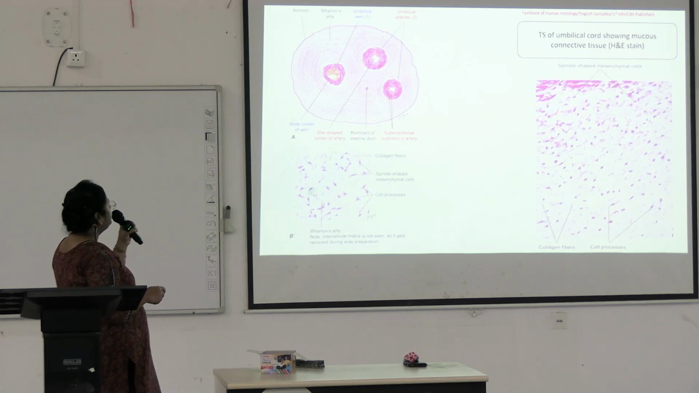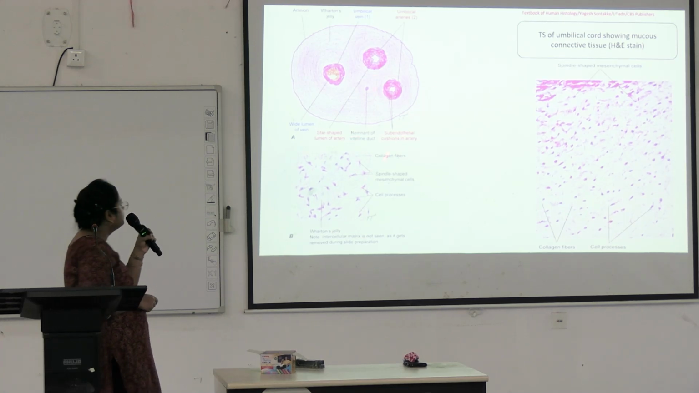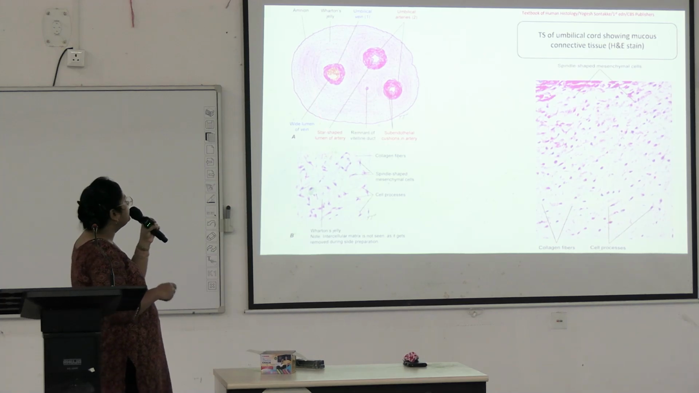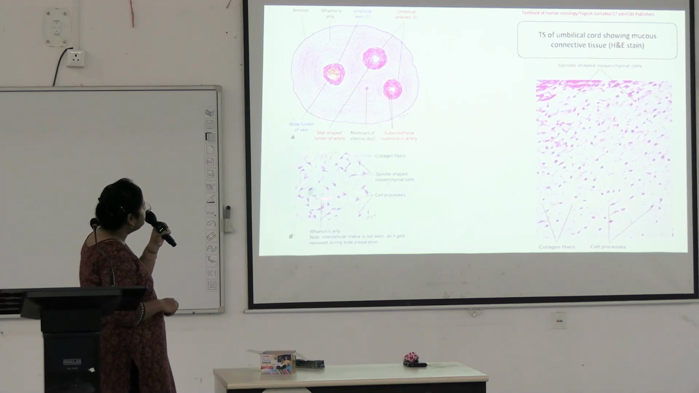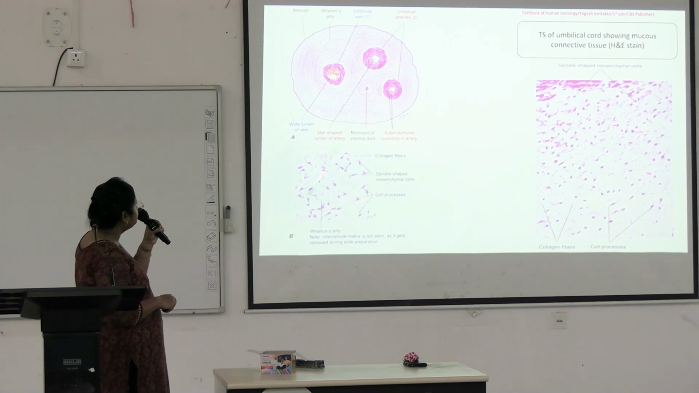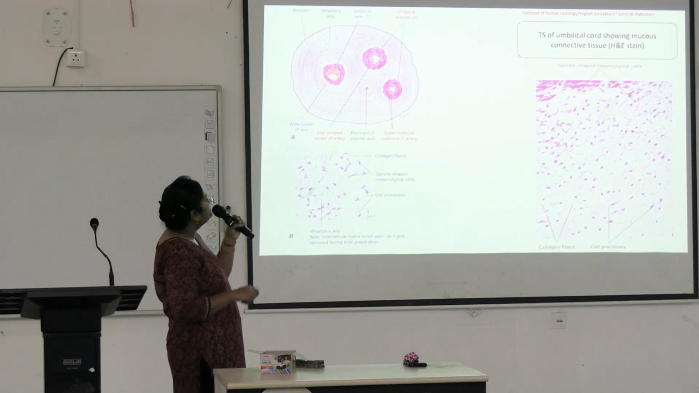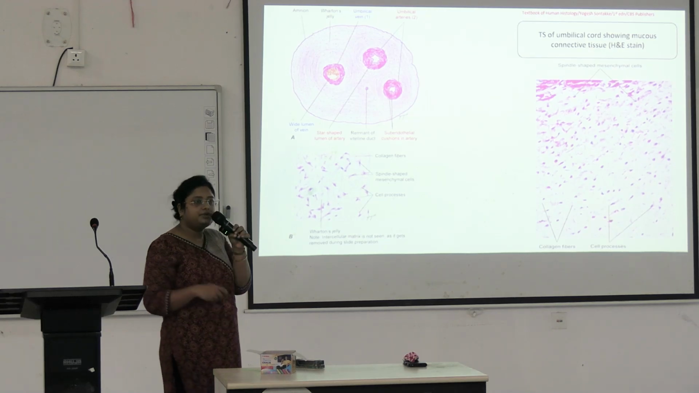And the artery has a star shaped lumen. So this is an enlarged view. This is the low power view of the umbilical cord. This is the enlarged view, like this you will see under the microscope. So these are the spindle shaped mesenchymal cells, some collagen fibers and Wharton's jelly you will see. This is a transverse section of umbilical cord showing the mucous connective tissue, H&E staining.